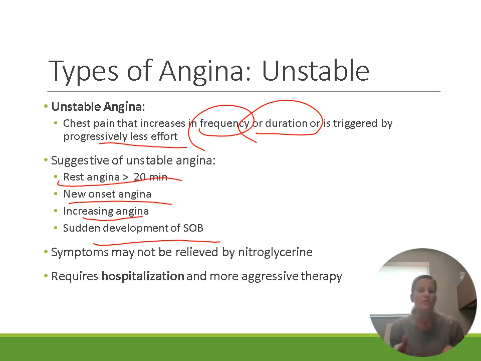If unstable angina is present, the patient needs to be hospitalized and evaluated because they need more aggressive therapy. They need their angina to be treated more intensely on a chronic basis, and they need to be evaluated to make sure that they're not having an MI. So their blood needs to be tested for troponins.